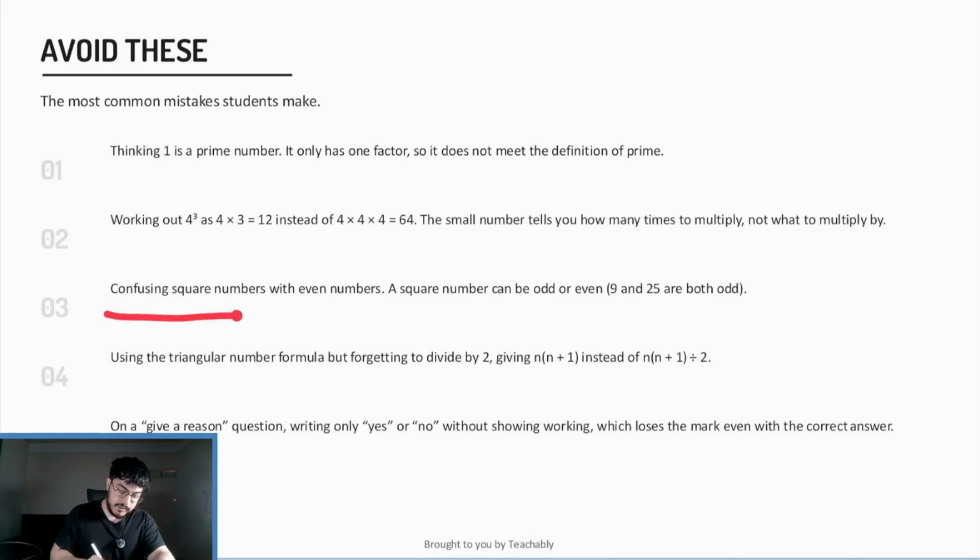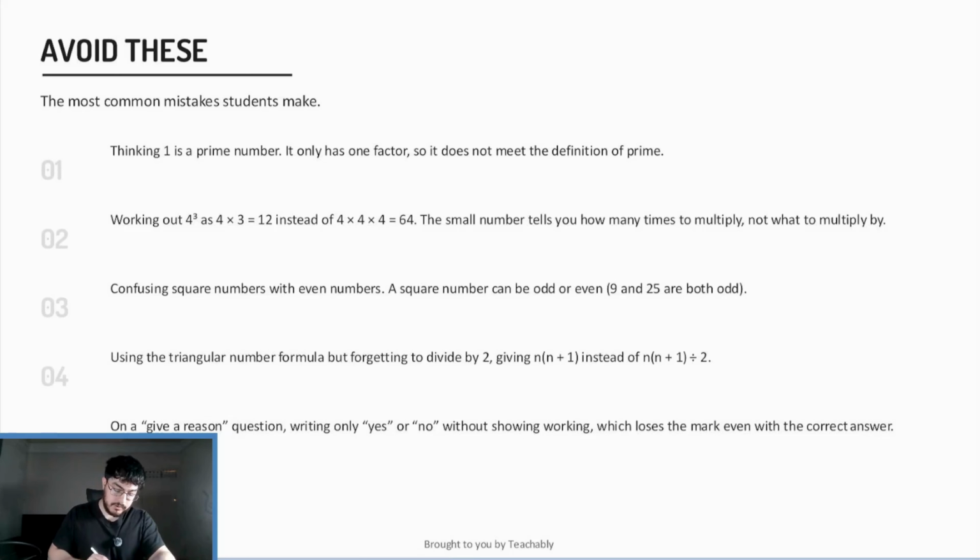Then we have confusing square numbers with even numbers. A square number can be odd or even, right? Because 9 is a square number, 25 is. 9 is odd and 25 is odd as well. Whereas 4 is a square number, but it's also even because you could divide by 2.